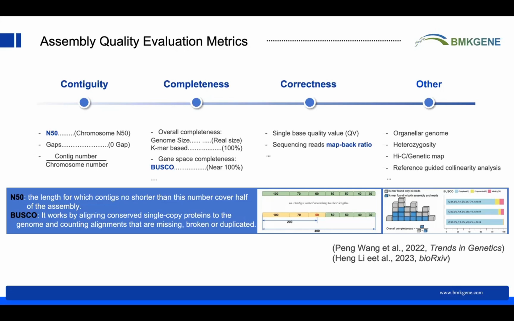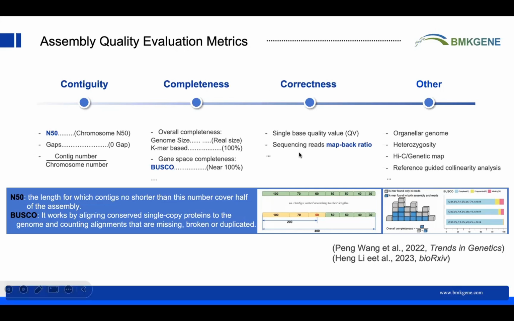Next part is about the correctness. There are also two commonly used values. The first one is the single-base quality value. We call it QV, to see how the sequencing reads' quality and the correct base ratios.